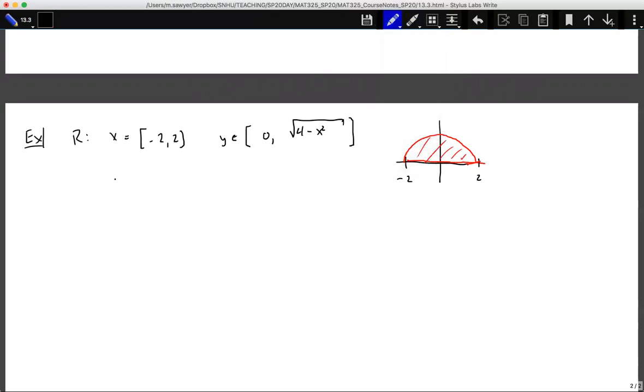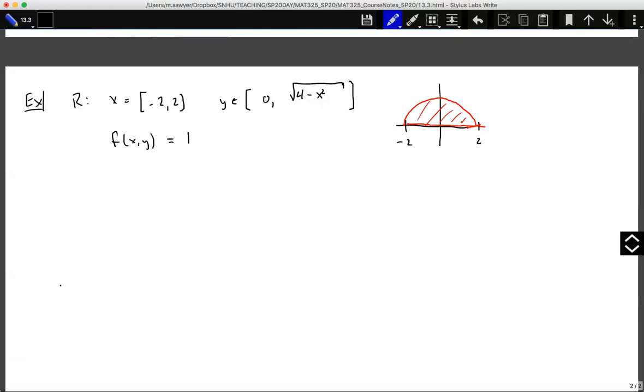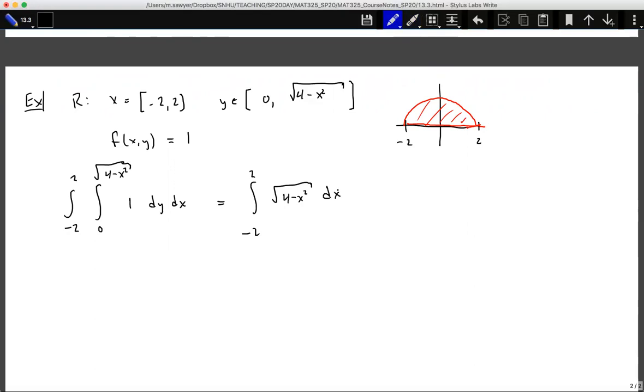And let's suppose that the function that we're looking for, f of x, y, if we're just looking for the area of this region, let's just suppose that that surface has a height of 1. So if we're setting up our integral, we can set this up just the same way as we did in the previous sections, 0 to square root of 4 minus x squared of 1 dy dx. So far, this is nice and easy to solve. Negative 2 to 2 of square root of 4 minus x squared dx.